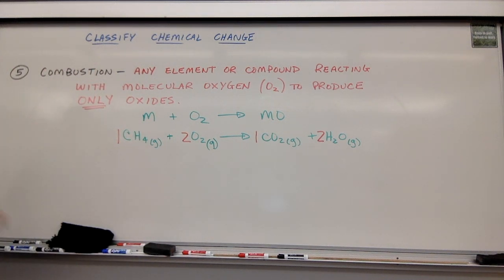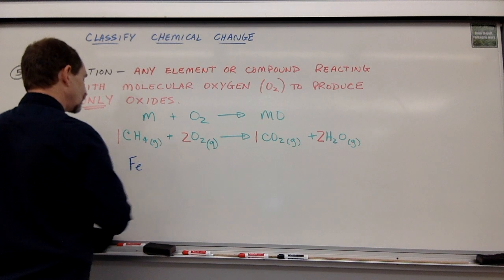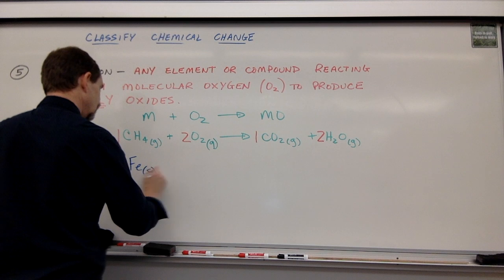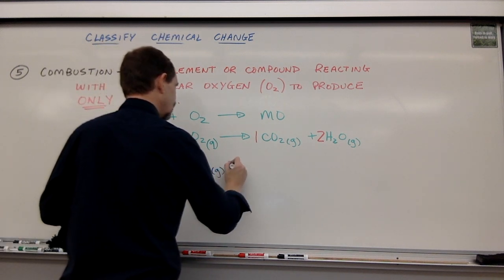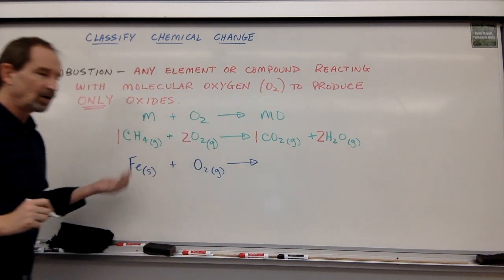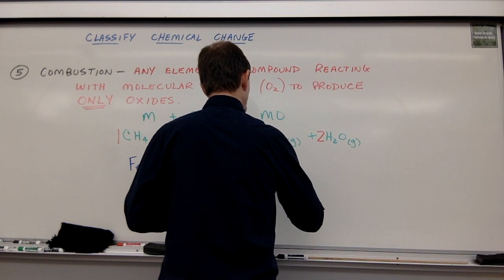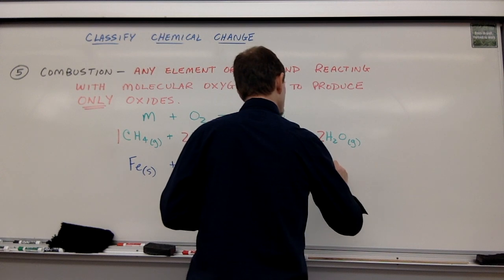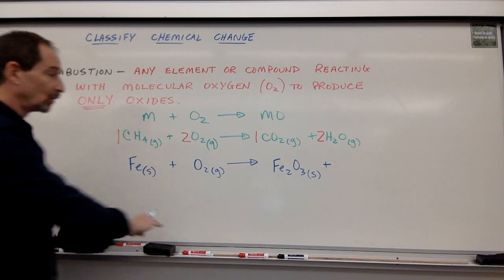A specific example of metallic combustion is one that I really enjoy doing, and that is burning iron. So I start with elemental iron, a solid, reacting with oxygen gas, and that will produce iron oxide, specifically iron(III) oxide. So the formula will be Fe2O3, and that will be a solid. And that's it. That's the only product.